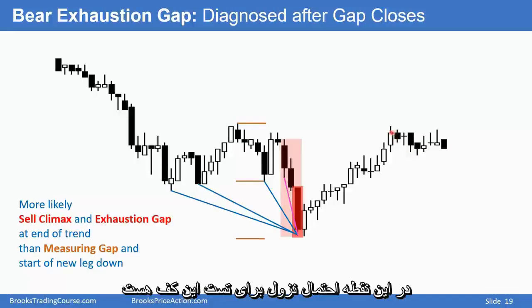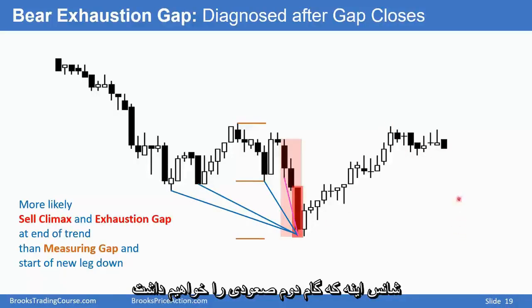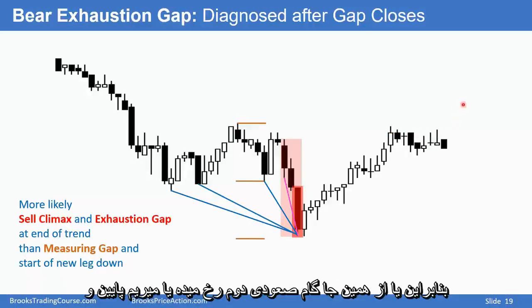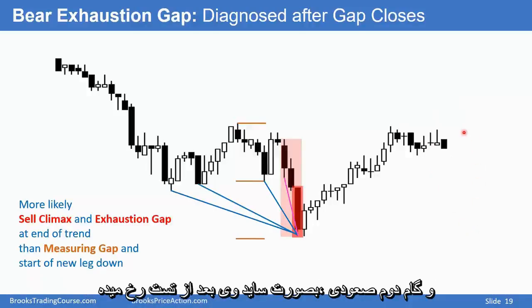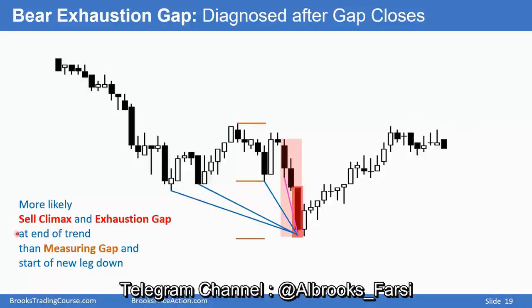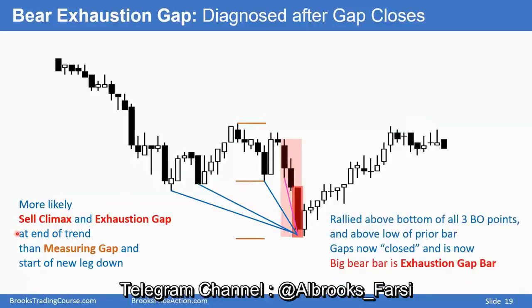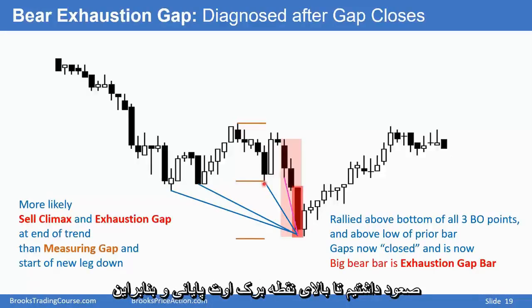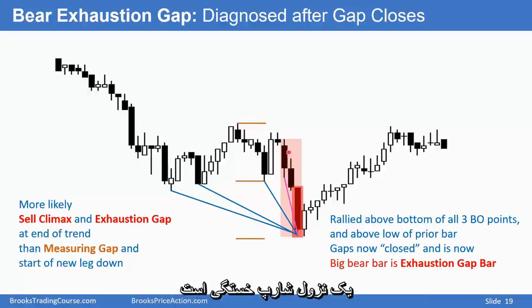At this point, chances are we're going to test down here, and after we do, chances are we're going to get a second leg sideways to up. So either we're going to go up here and get a second leg, or we're going to come down here and test back up and get a second sideways leg. It rallied above the final breakout point and therefore an exhaustive sell climax, and this became an exhaustion gap bar.